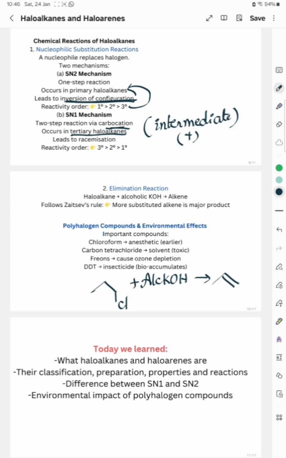And as we have already discussed about the polyhalogen compounds, they also cause effects to the environment. These are the different effects they cause. And today we have learned about how halogens react with hydrocarbons. They form haloalkanes and haloarenes, and we covered their classification, preparation, properties and many more.